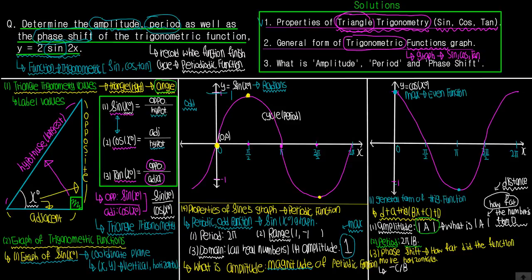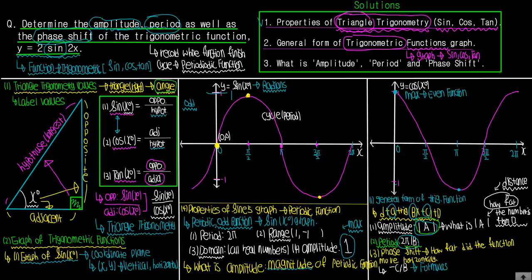So let's remind ourselves of the formulas again. What is our formula for amplitude? It is the absolute value of our a value, the a value right over here. And what is the period? It is 2 pi over b, the b value right over here. And what is the phase shift, which means how far did the function translate horizontally? It is negative c over b. So these were the formulas for applying to our general trigonometric function.